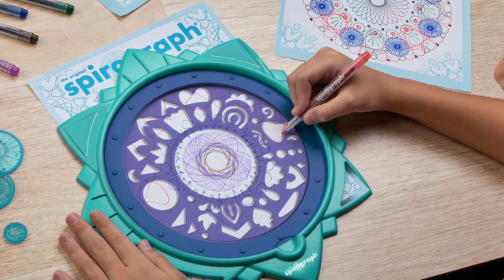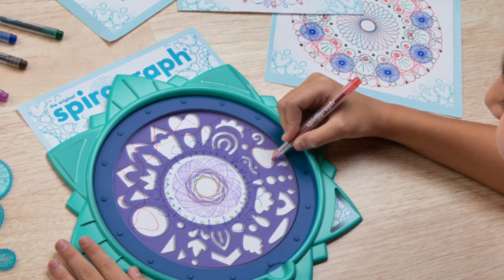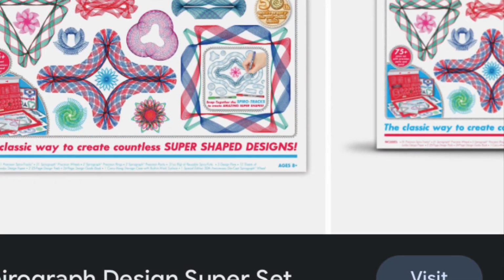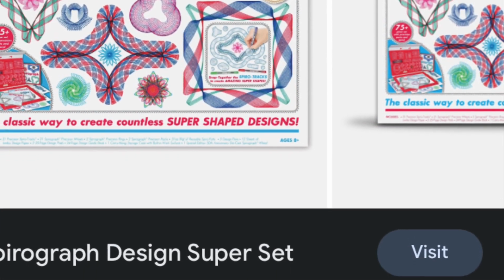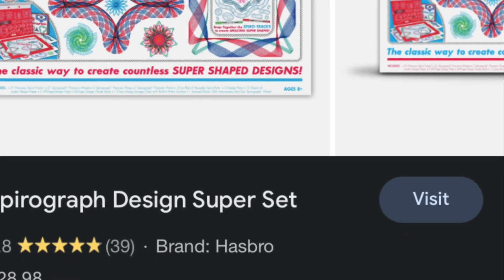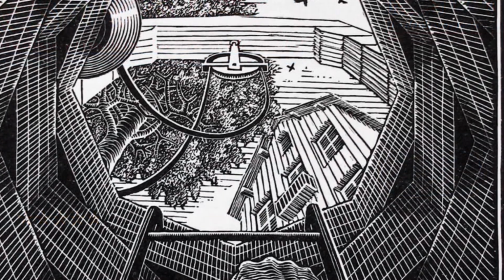Math isn't just numbers and frustration. It could be fun too. So, go get you a little spiral kit, if you never had one when you were a kid, they're super fun. And so, yeah, let's get back into more about MC Escher now, you guys.